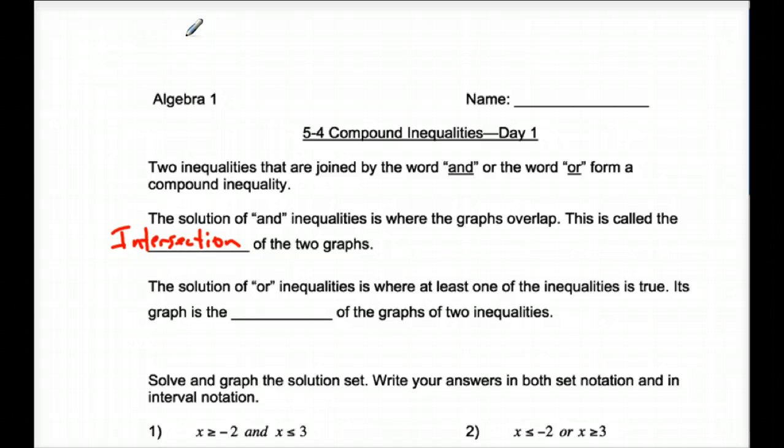The solution of or inequalities is where at least one of the inequalities is true. Its graph is the union of the graphs of the two inequalities. Or ones, guys, generally look like this. Put your thumb out. Watch what happens here. Pretty cool stuff.